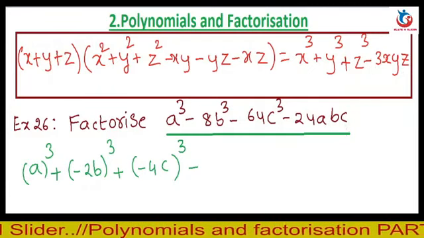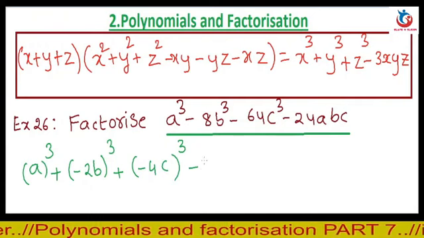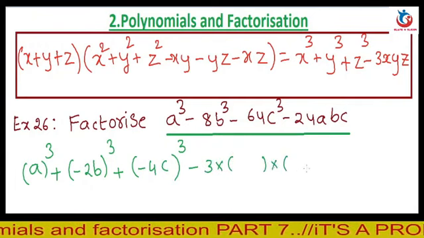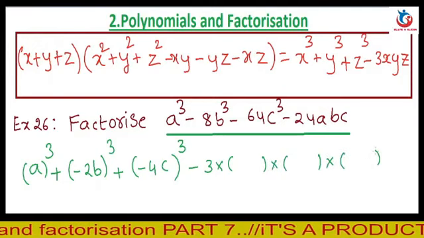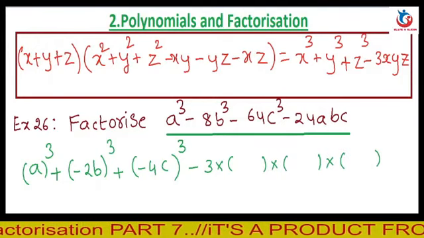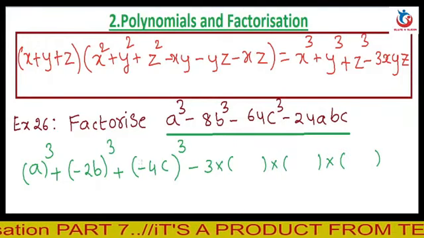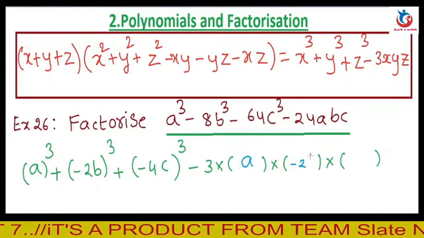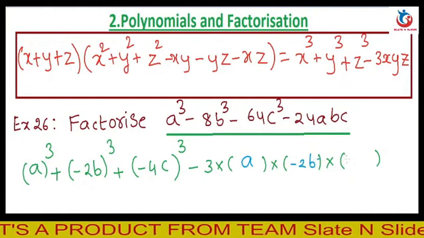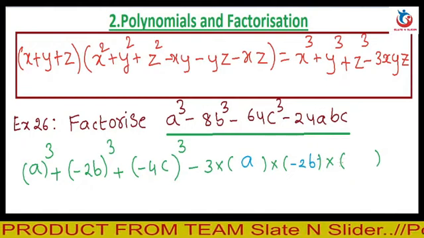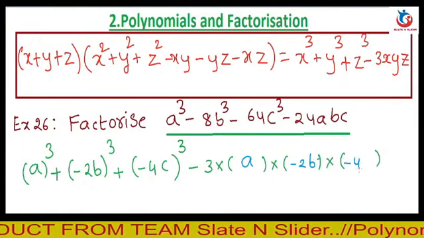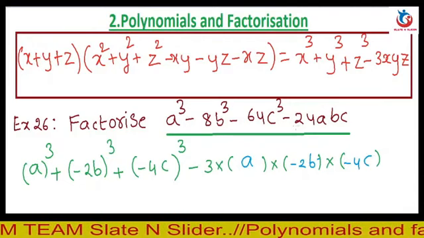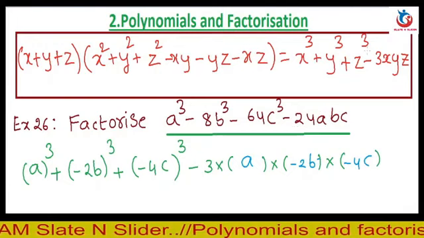So in the formula itself we have minus 3 into, write the brackets for x, y and z. So in the place of x, write a. In the place of y, write minus 2b. In the place of z, write minus 4c. If we simplify this, we get minus 24abc. You can check.